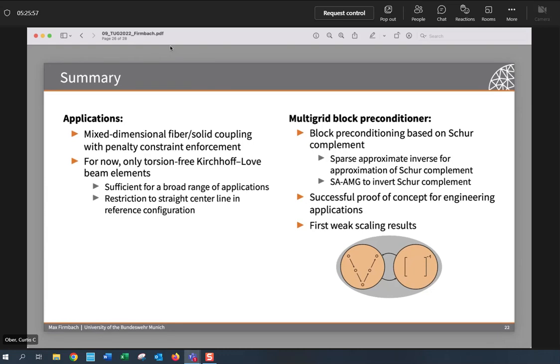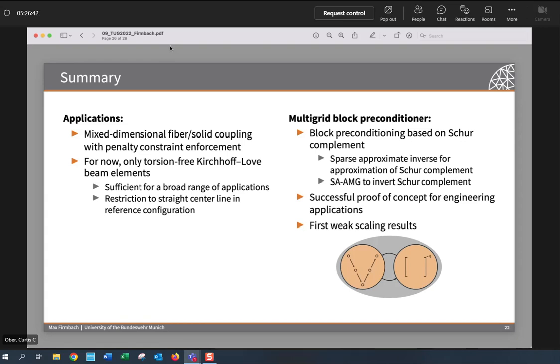Basically, what I've presented is that our application case is a mixed-dimensional modeling between one-dimensional fibers and three-dimensional solids. And we use Kirchhoff-Love beam elements for now, which are sufficient for a broad range of applications. You have seen this composite plate and also the solid block, which resembles a fiber-reinforced concrete block. And this beam formulation is restricted to a straight centerline in the reference configuration. So of course it would make sense to have a broader beam formulation that can also represent curves in the beginning.